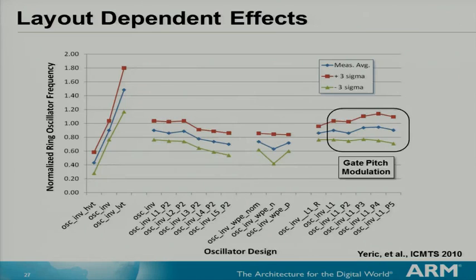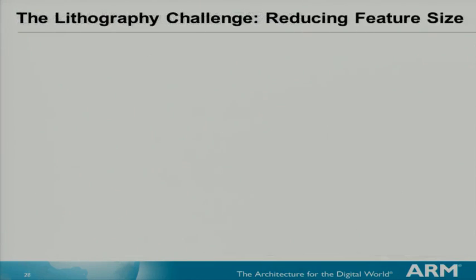Well, proximity effects. An interesting side effect of gate pitch modulation, because of different strain effects, is that increasing the gate pitch can enhance the frequency or improve performance. Now, that comes at an area cost, but you need to take into consideration all these different effects while doing your standard cell library design. And if variable gate pitch is allowed by the fabs, you can probably take advantage of this feature.